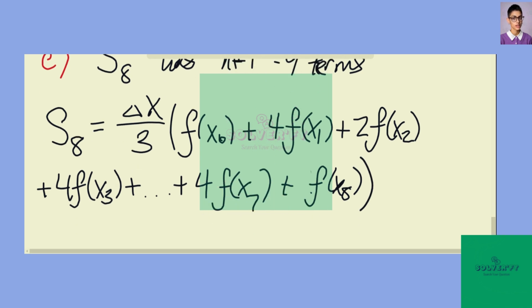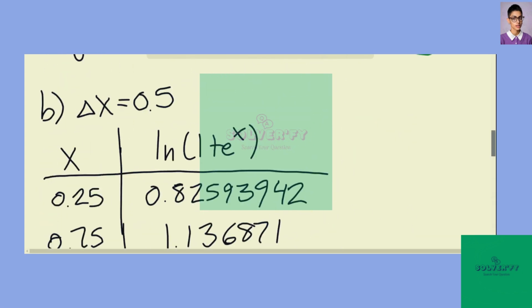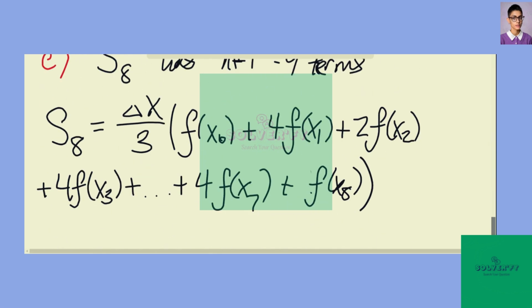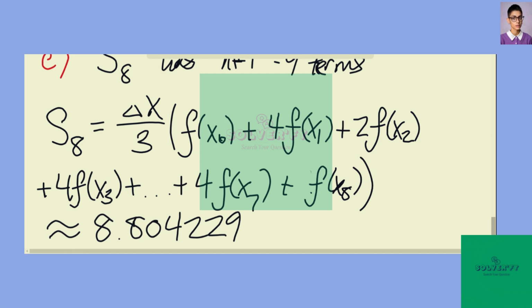And so if we plug this into a calculator, using the values from our first table up here, this is approximately 8.804229 out to 6 decimal places.